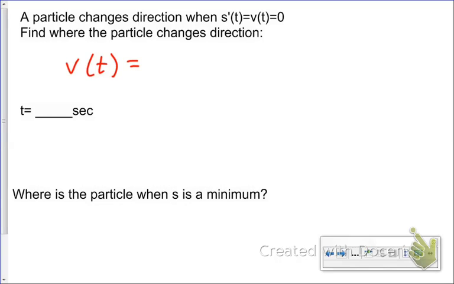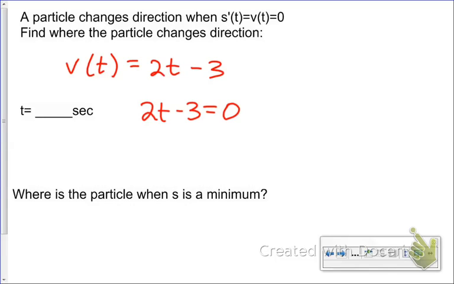What was it? 5 meters per second. No, not the answer, just the function, not the value. What was the function for the velocity? 2t minus 3. So we want to know where this equals 0.